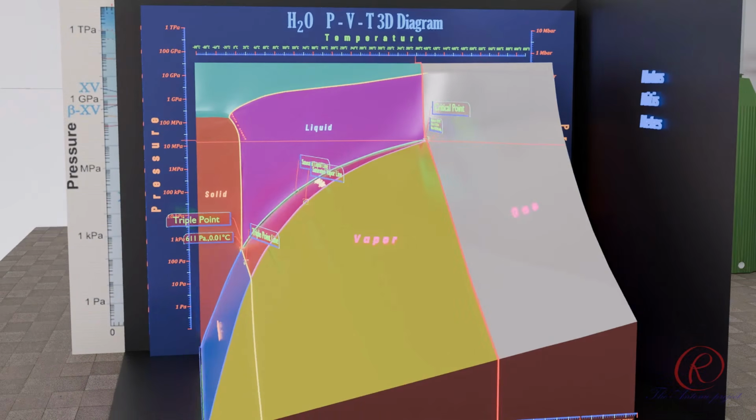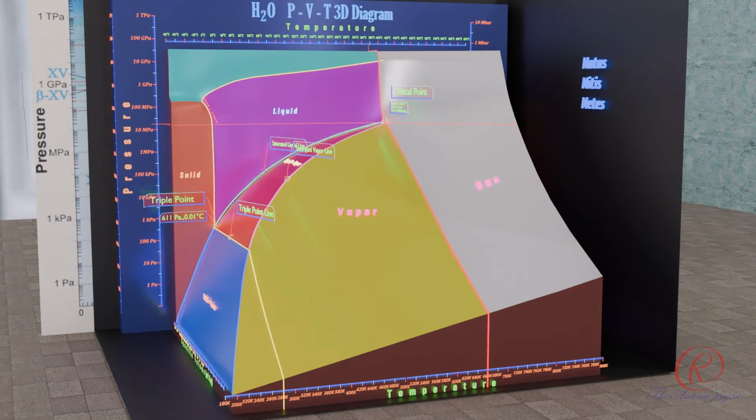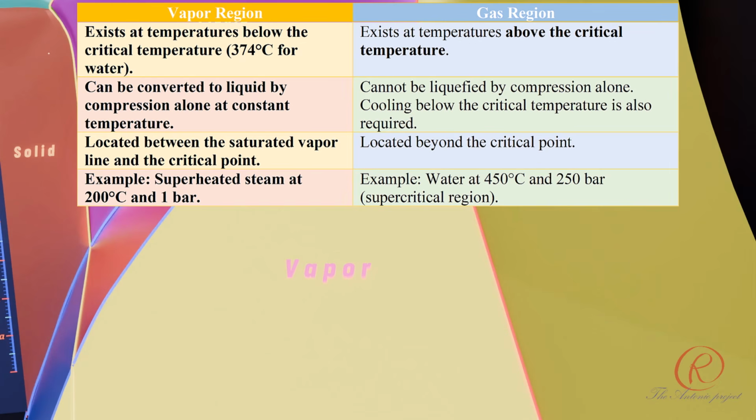In a PVT surface of water, the terms vapor and gas are often used interchangeably in everyday language, but thermodynamically they have different meanings. Vapor region exists at temperatures below the critical temperature, 374 degrees Celsius for water. It can be converted to liquid by compression alone at constant temperature, and is located between the saturated vapor line and the critical point. Example: superheated steam at 200 degrees Celsius and 1 bar.